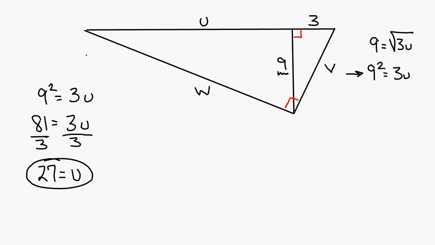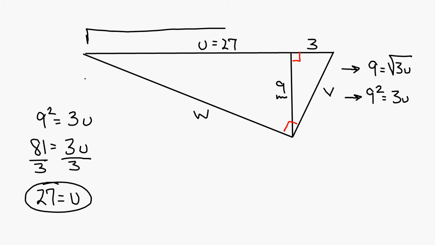In the last problem, you had to find the altitude, and you were given this segment. So this was an easier formula. So now if U is equal to 27, the entire hypotenuse is equal to 30.